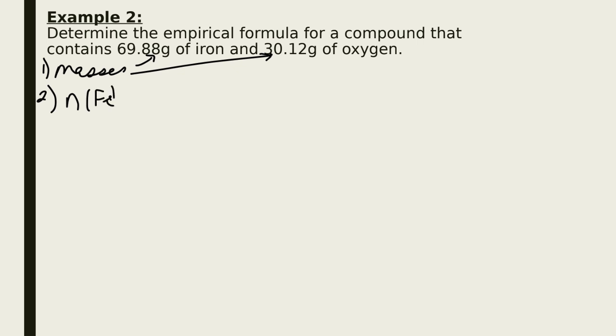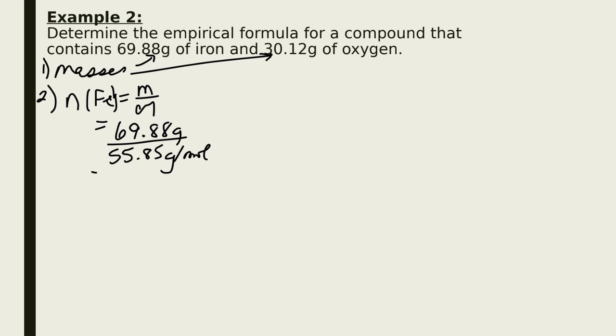So let's calculate the moles of iron. We're going to take mass over molar mass, 69.88 grams, and we divide by a molar mass of 55.85 grams per mole. We get an answer of 1.251 moles.